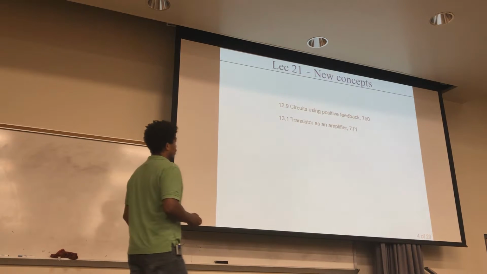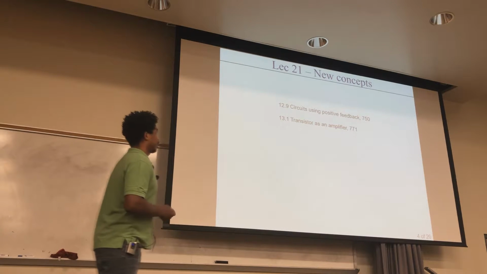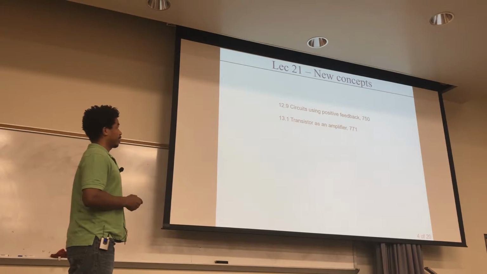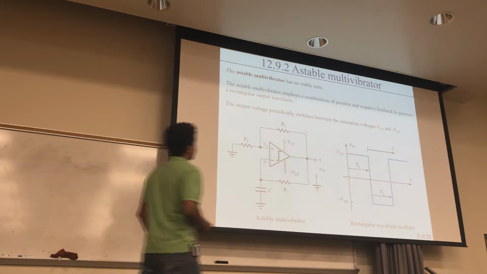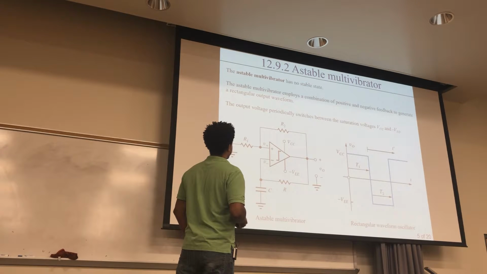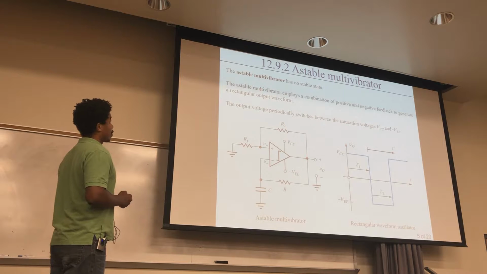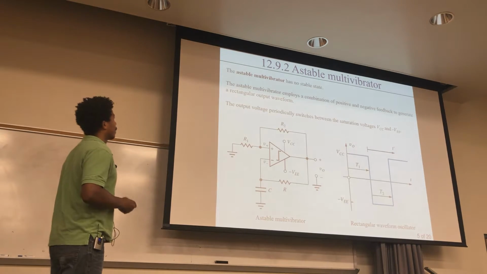Okay, so concepts for today continue with the positive feedback. Then also in chapter 13 we get into using the transistor, like the BJT and also the MOSFET, as an amplifier. So we continue on with these types of systems using comparators. Let's look at the astable multivibrator. Now this has no stable state. That's why it's called the astable multivibrator.